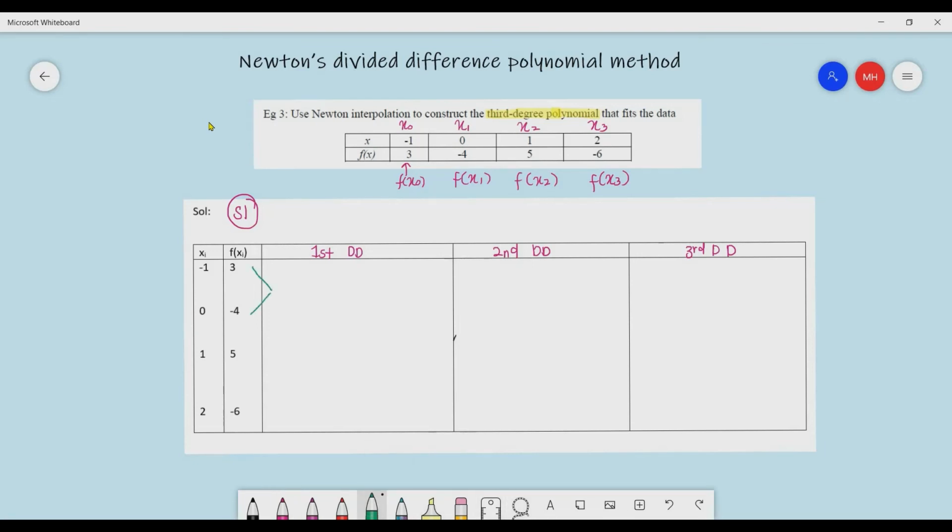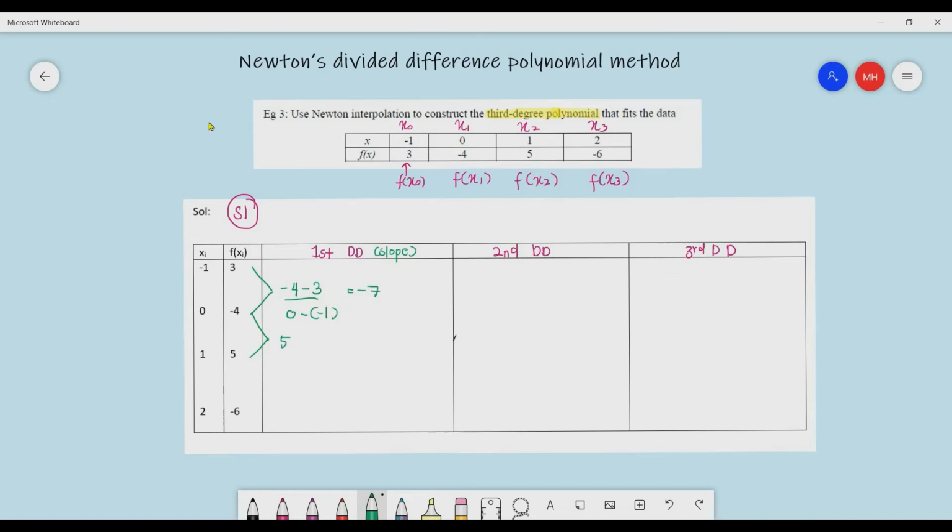So slope always, lower minus upper. So negative 4 minus 3 over 0 minus negative 1. So the answer is negative 7. This one is for the first and second point.